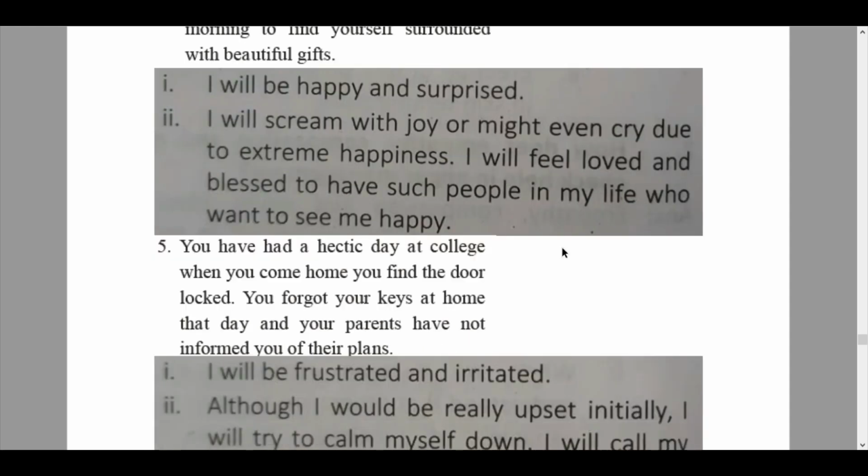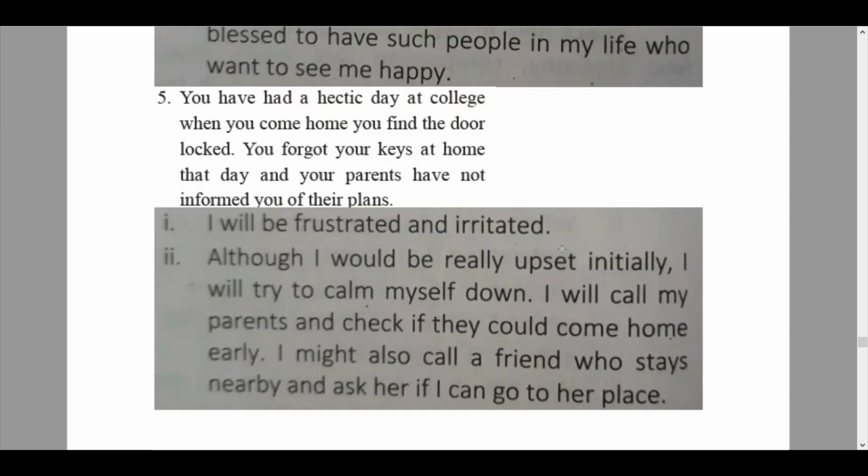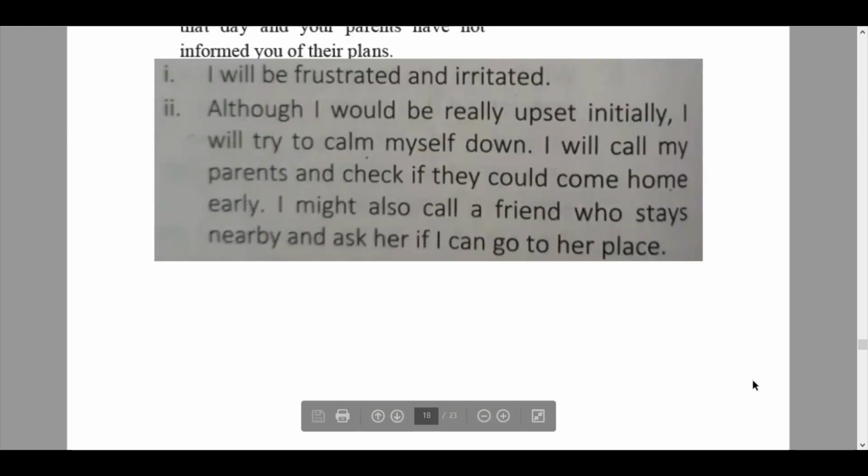Our next situation is you have had a hectic day at college. When you come home, you find the door locked. You forgot your keys at home that day and your parents have not informed you of their plans. I will be frustrated and irritated. Although I would be really upset initially, I will try to calm myself down. I will call my parents and check if they could come home early. I might also call a friend who stays nearby and ask her if I can go to her place. So this was our question 5.